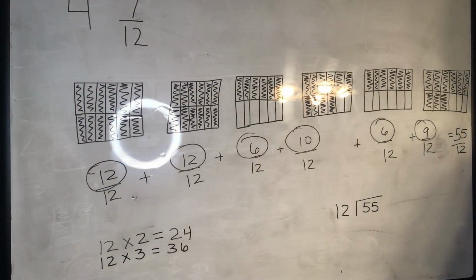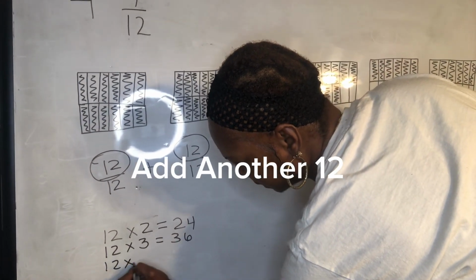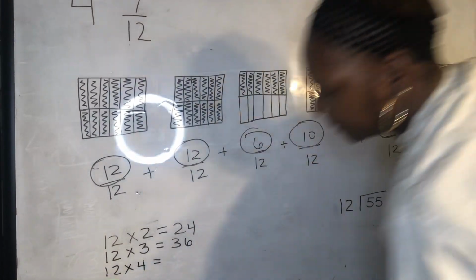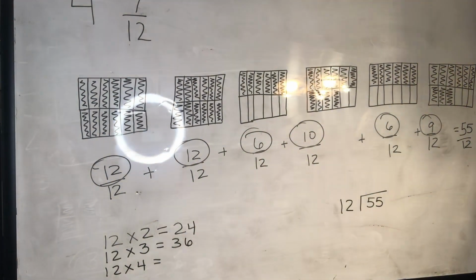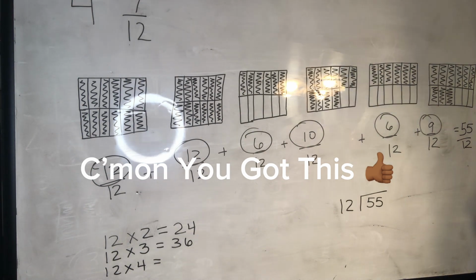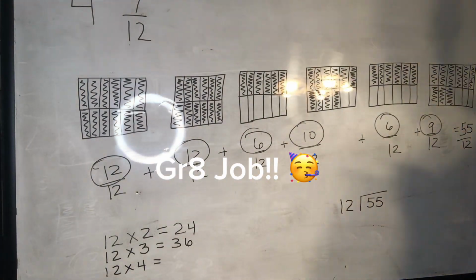36 is not close enough to get to 55, so we need to see what 12 times 4 would get us. And the same thing. All we need to do is just count up 12 times from 36. So let's go. 37, 38, 39, 40, 41, 42, 43, 44, 45, 46, 47, 48. All right, we're at 48.